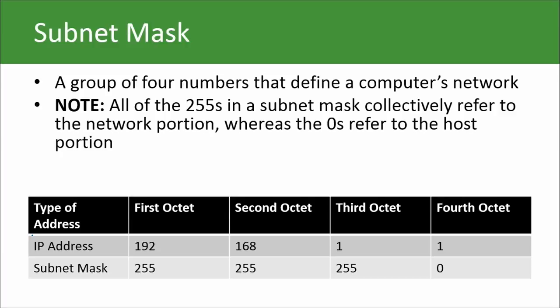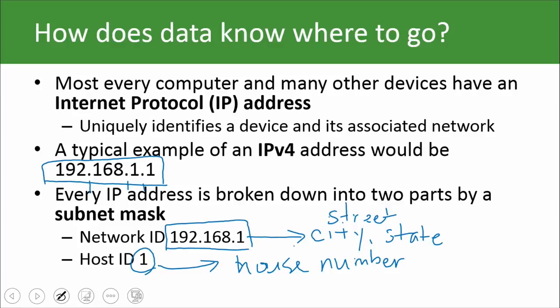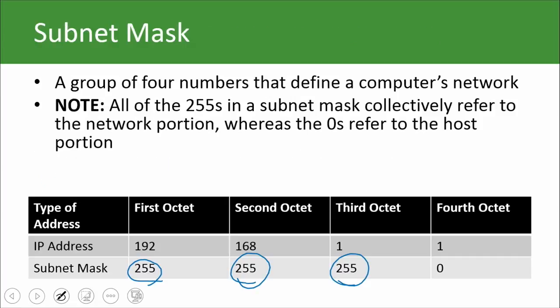A subnet mask is just a group of 4 numbers that define a computer's network. All right, so if you look down here, 255s represent the network portion of an address. So 192, 168, and 1, just like in the example that we just saw. Okay, and then a 0 is going to represent the host portion.